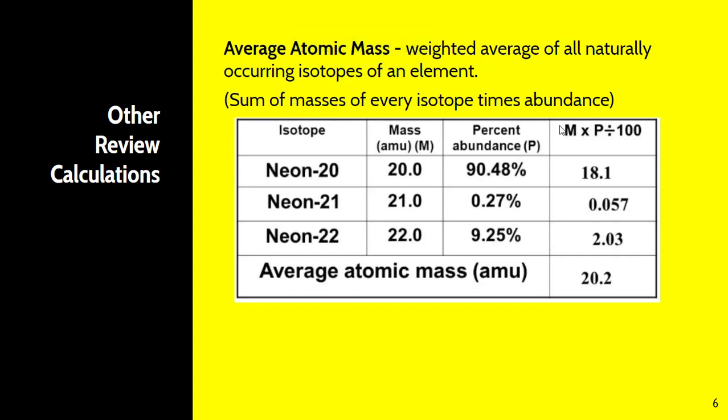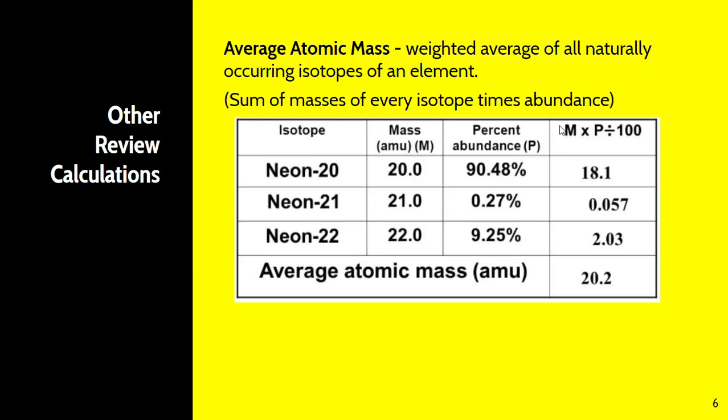Another review calculation I want you to take a look at is the average atomic mass. Now, the average atomic masses are essentially the molar masses that you find on the periodic table. It is a weighted average of all of the naturally occurring isotopes of that element. So what you do is you take the sum of the masses of every isotope multiplied by the abundance. So if you look here, we have 3 naturally occurring isotopes of neon. Neon 20 has a mass of 20, neon 21 has a mass of 21, and so on.